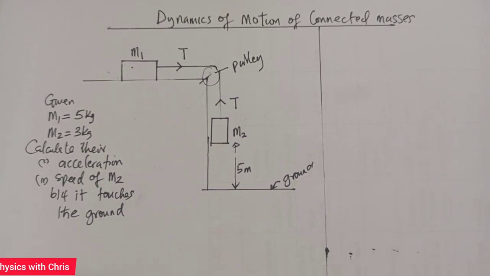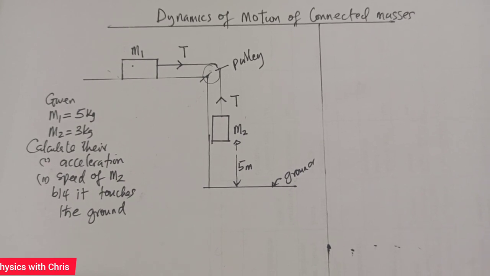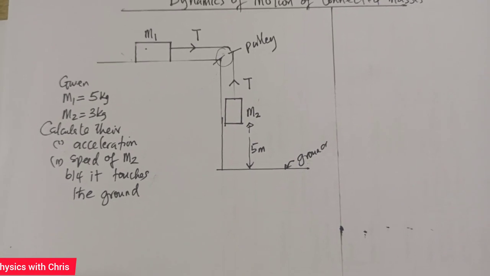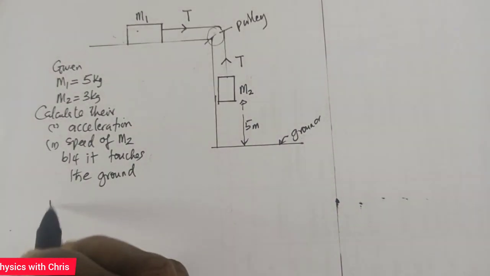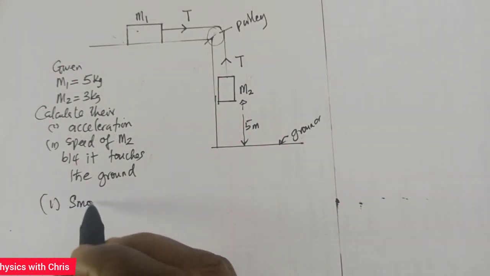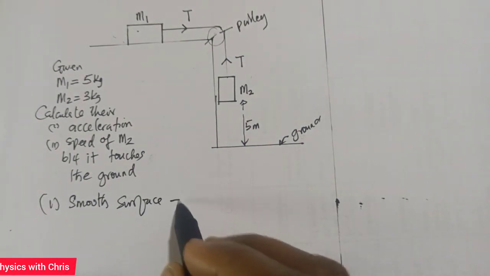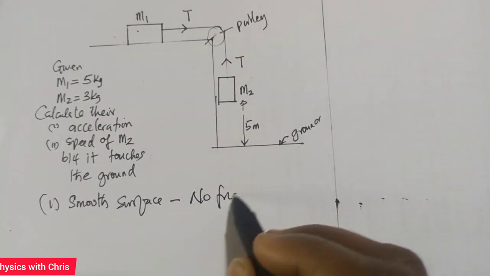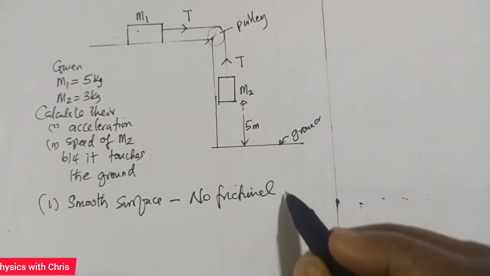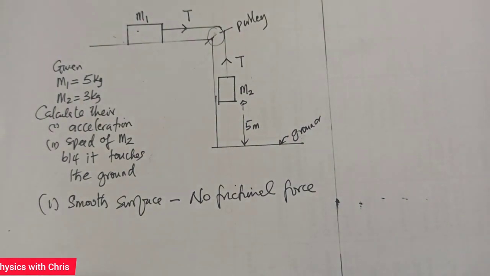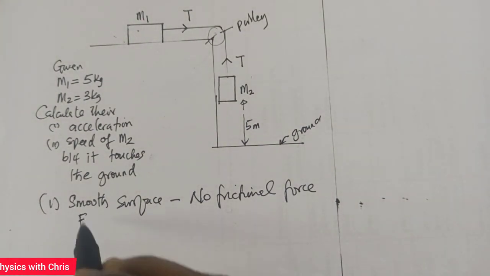So let's look at the first case here. Case 1 is when there's no frictional force acting between the two surfaces, that is the surface of M1 and the surface of the horizontal table. I'll take that as case 1, a smooth surface. When the surface is smooth, meaning that no frictional force is acting, the coefficient of static friction, or the static frictional force, is 0.